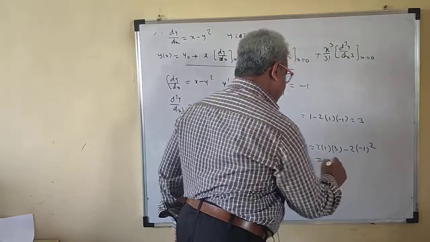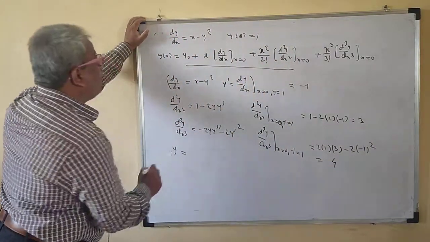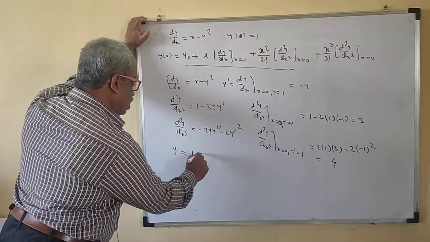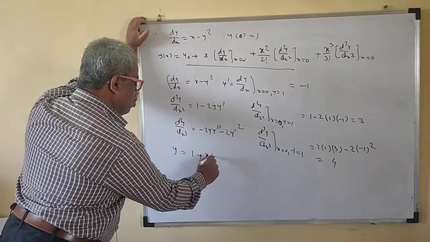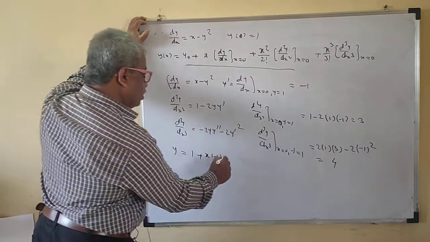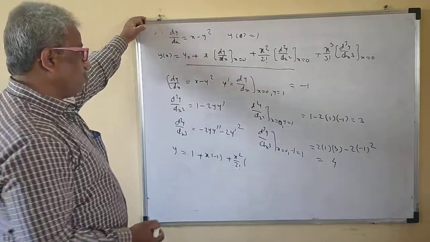So this is 4 now. This is 4. So we put here. So what is your y then? y is equal to y naught, which is 1, plus x into the derivative, plus x into minus 1, plus x square upon 2 factorial.